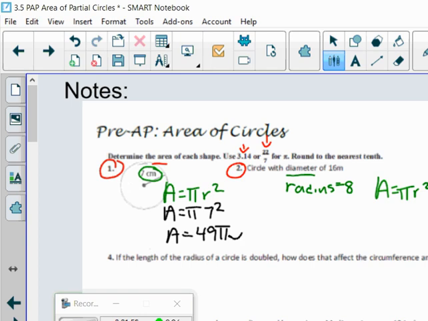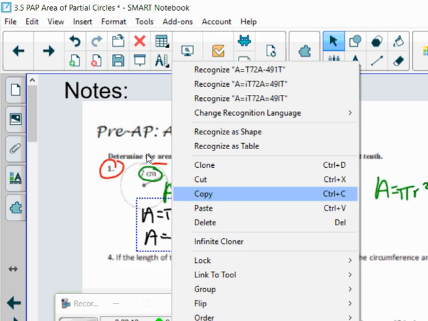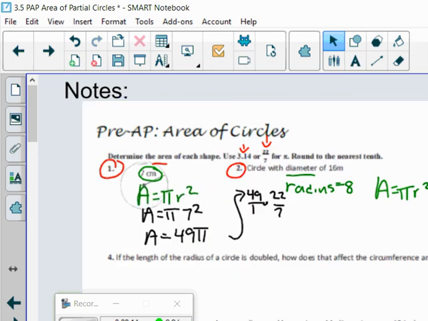Okay? So I'm going to go over here and just do some over. So 49, I'm going to go ahead and put that 49 over 1 because I'm going to multiply by a fraction times 22 over 7. I'm going to move this over real quick. We're getting there. Okay? Again, we are multiplying those two.